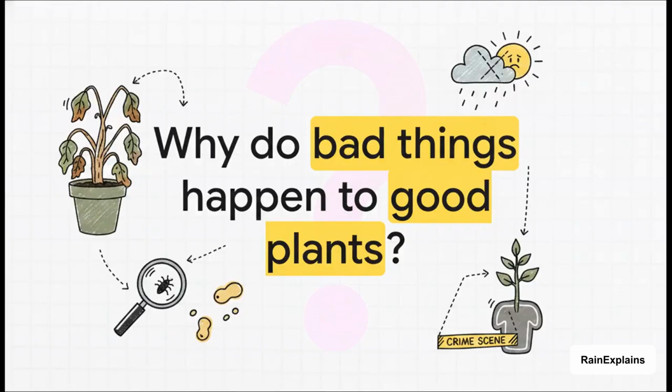It's the ultimate question, isn't it? Why do bad things happen to good plants? You water them, you make sure they get enough sunlight, and yet, out of nowhere, they just start to decline. Well, I want you to completely shift how you look at this. Try hooking into this idea. A dying plant? It's not a personal failure. Actually, treat it like a crime scene.